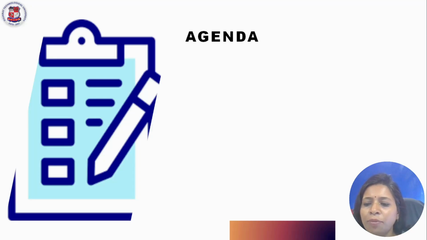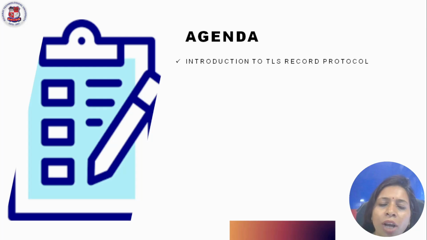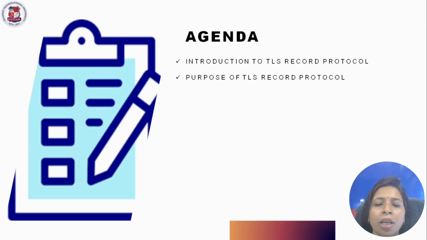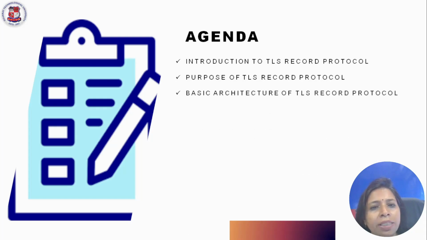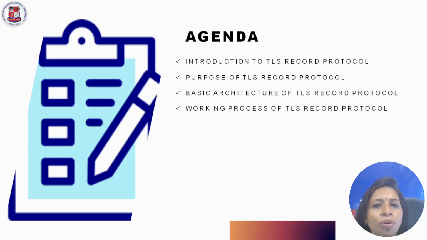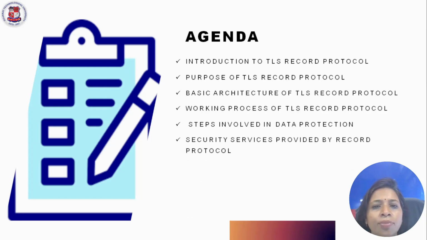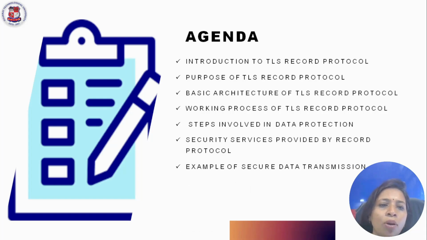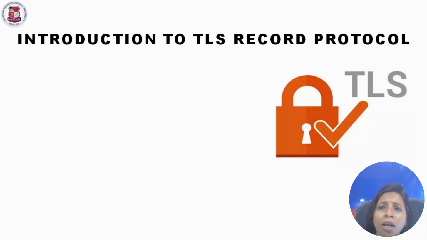First, we will understand the basic introduction to the TLS record protocol. Then we discuss the purpose of the TLS record protocol, basic characteristics of the TLS record protocol, working process of the TLS record protocol, various steps involved in the data protection, security services provided by the record protocol, example of secure data transmission, and the summary. Now, let us understand the introduction to the TLS record protocol.